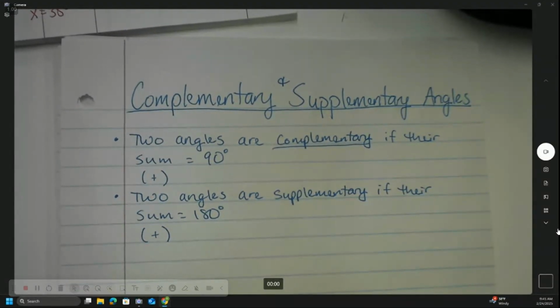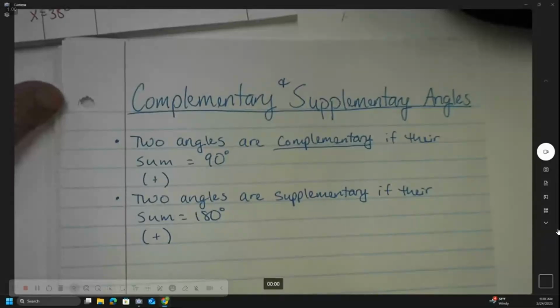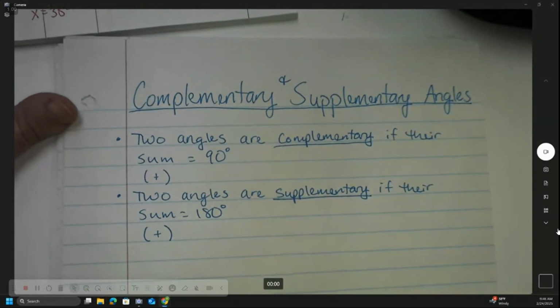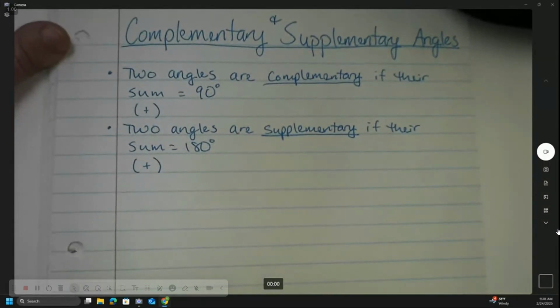are not supplementary angles. There is a way where two angles added together don't equal 90 or don't equal 180 at all. That means that they're neither. Okay? And you got to be able to identify that by adding their sums. So let's go ahead and draw some examples.